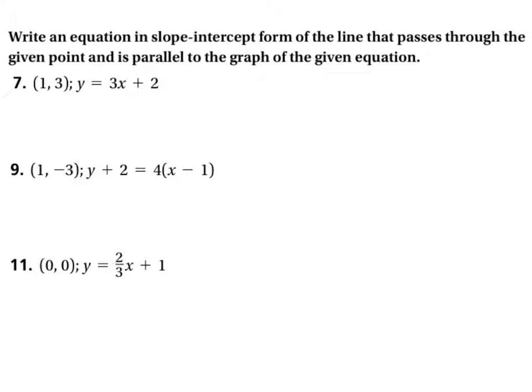All right, they're looking for an equation in slope-intercept form that's parallel to the equation that they've given and goes through the point that they've given. So let's take a look at what we know. We are going to be using a slope of 3, because lines that are parallel all have the same slope. And we'll be using the x and y of the given point.